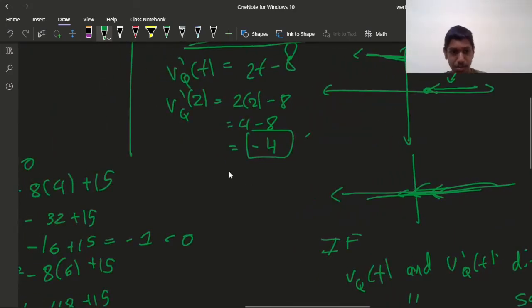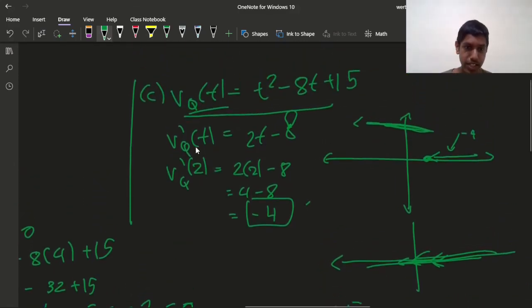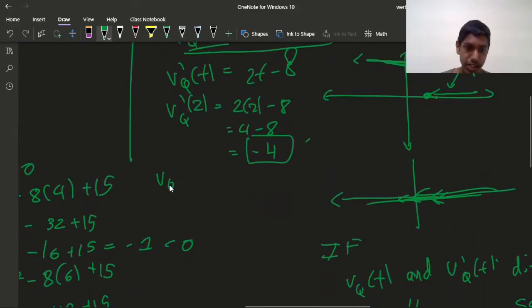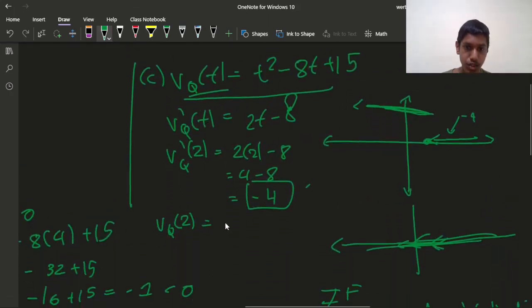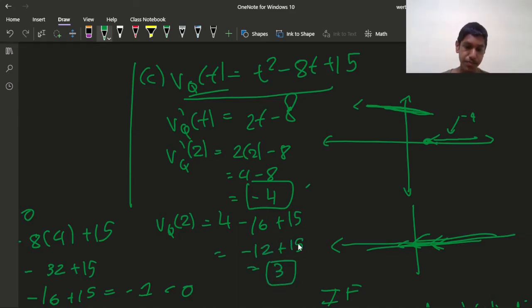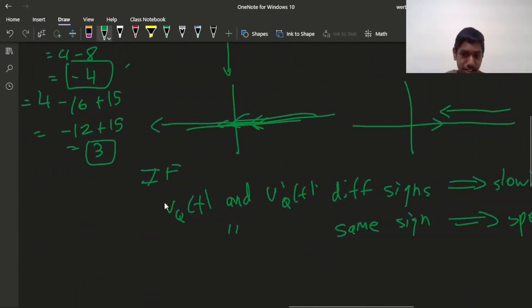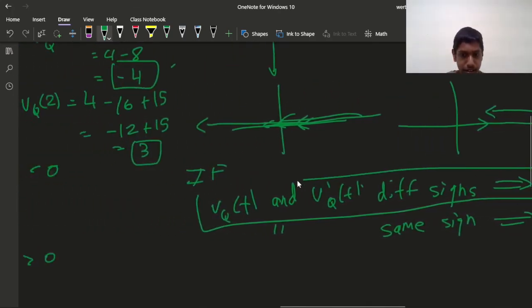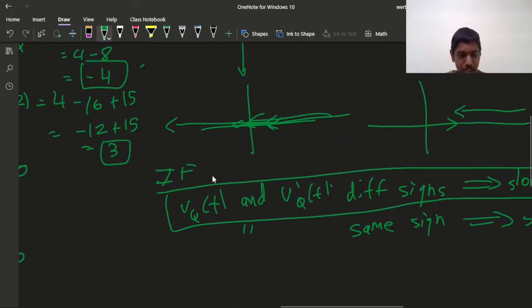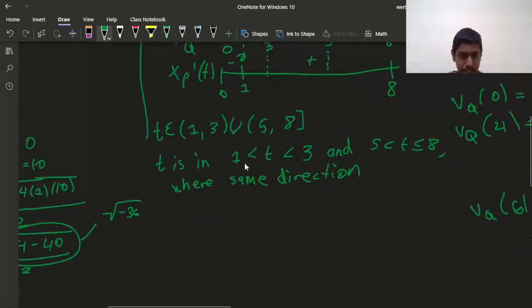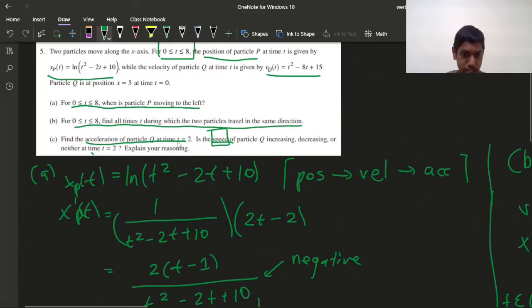Okay, so let's apply this concept here. So we have the acceleration, but now we've got to find the velocity. So let's find the VQ of 2. So 4 minus 16 plus 15. Alright. And now we can see that clearly they have different signs, so we're going to be following this path, right? So the particle is slowing down because the velocity and the acceleration have different signs, of course at time t equals 2.